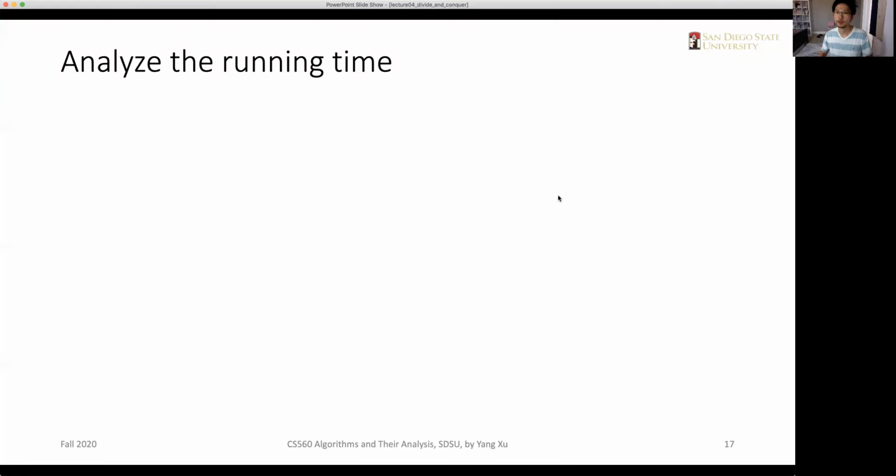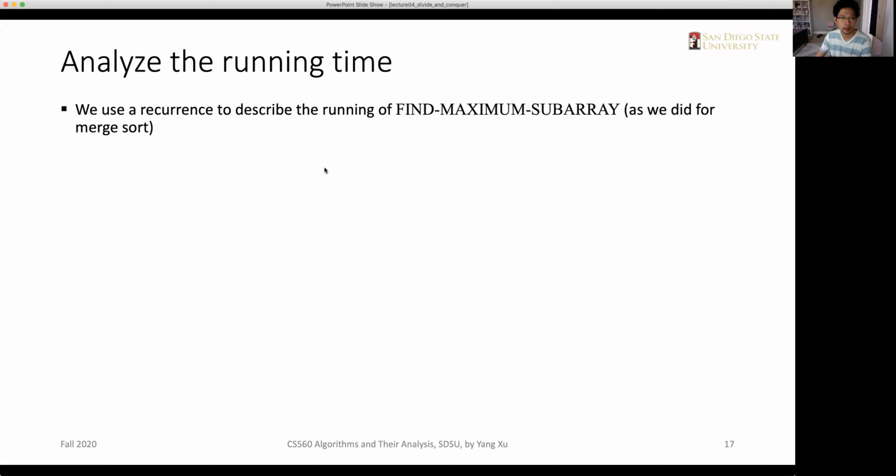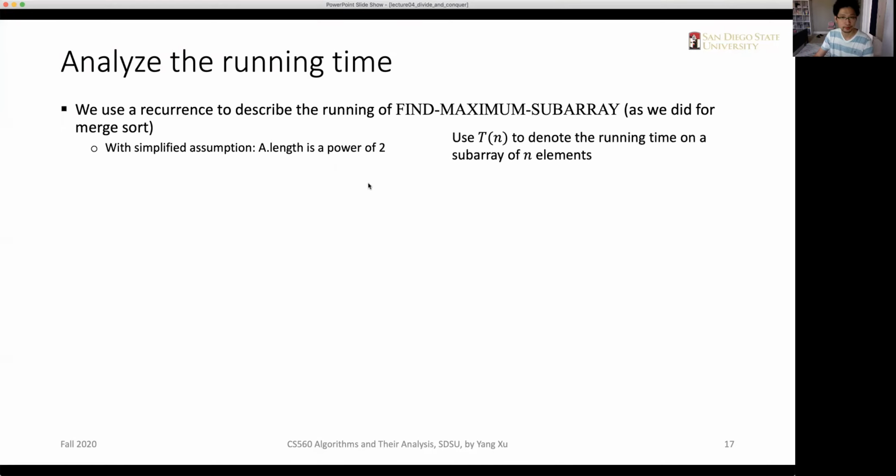All right, given the implementation, it is time to analyze the running time of the algorithm, okay? So we use a recurrence to describe the running time of find maximum subarray because it contains a recursive call to itself, just like the way we did for merge sort, okay? And we also use a simplification. We assume that each time we divide it in half, we always have integer numbers as results, okay? And we assume the length is always a power of 2.